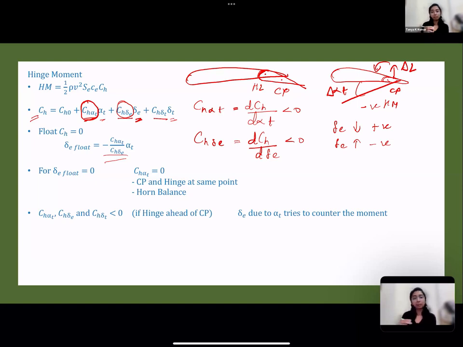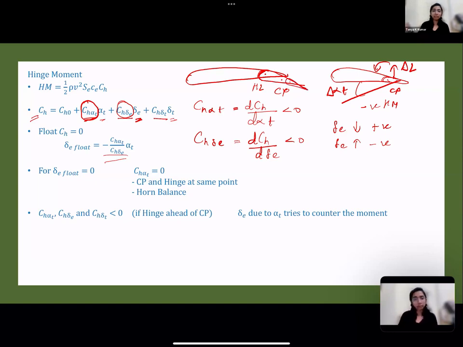So if I deflect my elevator down, it is positive deflection. Again, there is an increase in lift because your camber is increasing. So there's an increase in lift if I deflect my elevator down. Again, this increased lift is acting at the center of pressure of your elevator and it produces a nose down or pitch down moment at the hinge line. So that is negative. Okay. So that is why your CH delta E is negative. Similar explanation is for the trim tab. Okay. Trim tab is just another surface added here.